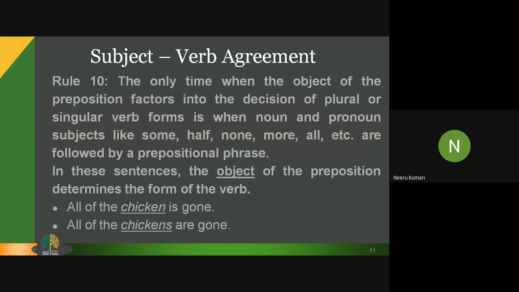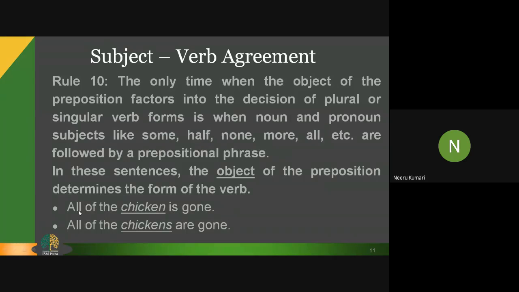All right. So, if you can remember, it was clearly stated that whenever we talk about subject-verb agreement, we have to keep in mind that the agreement is between subject and verb, but only and only when the prepositional phrase starts with some, half, none, more, all. What do we do? We give importance to the object. We check the object, and based on the object, we add on the verb, the kind of verb that suffices the need.